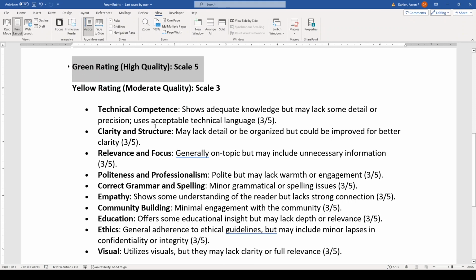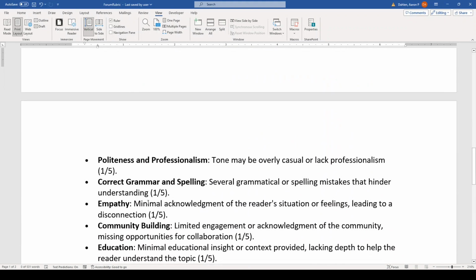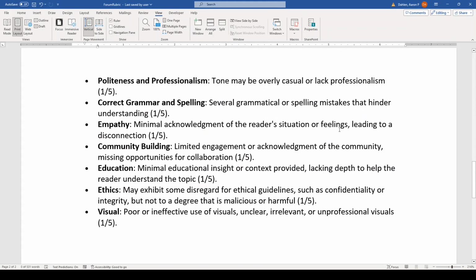There's also the yellow ratings. Again, the same 10, but you can see that they're not as clear. These are things that are not as good. For example, empathy. Yeah, we show some understanding of the reader, but there's no real connection. And of course, there's red. So empathy, minimal acknowledgement of the reader's situation or feelings. The problem with that is it leads to disconnection. We're not having people return because they don't feel valued. They feel like they haven't been heard. Likewise, community building, we definitely need to take the opportunity to strengthen each other and leave that collaborative atmosphere open. Besides, it makes it more fun if you're answering questions and there's other folks you can bounce ideas off of.